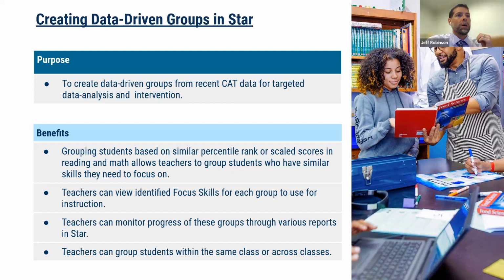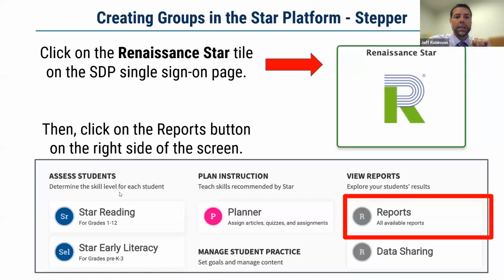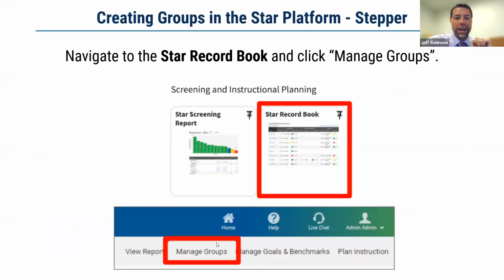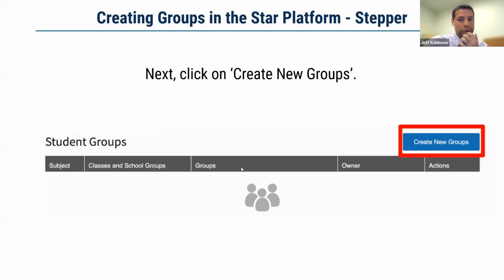So let's talk about how you do that. Again, I'm going to go through these quickly. You get into Renaissance, you click on reports, you go to the record book and manage groups. I'm sorry, I'm not advancing the slides. Here we go. You've got Renaissance, reports, record book, and then manage groups. Then click on create new groups.